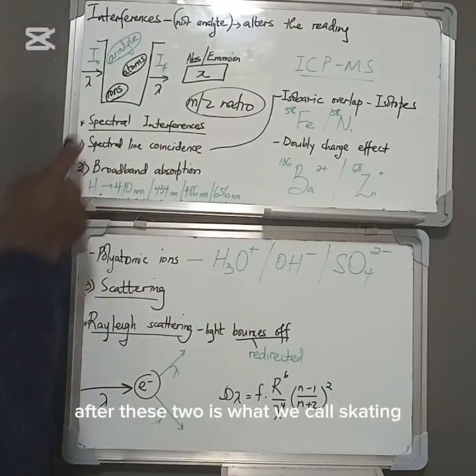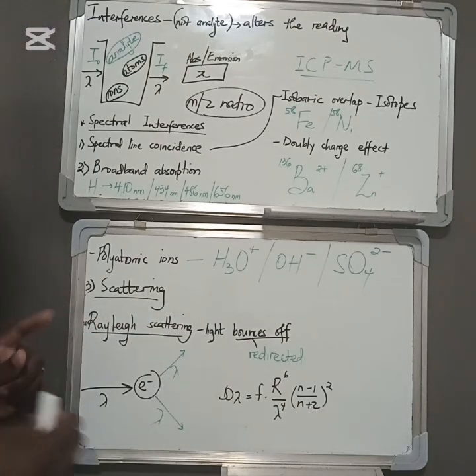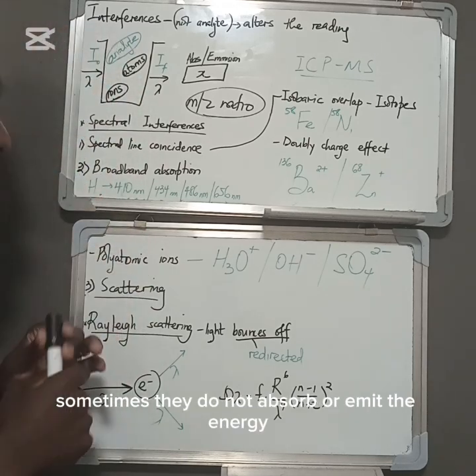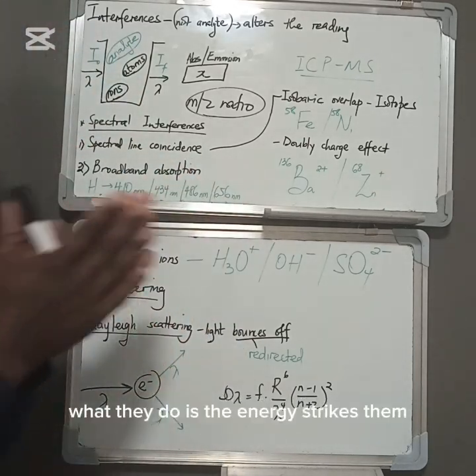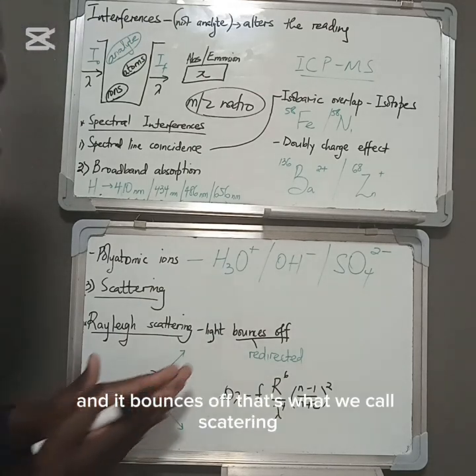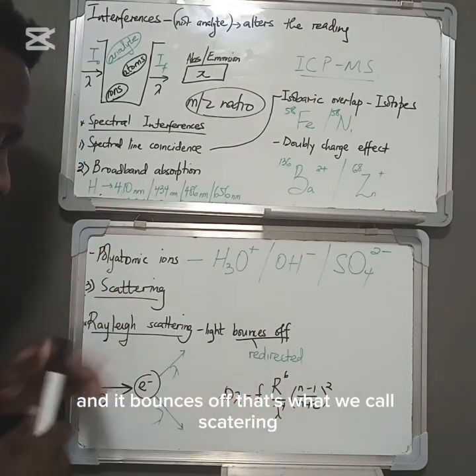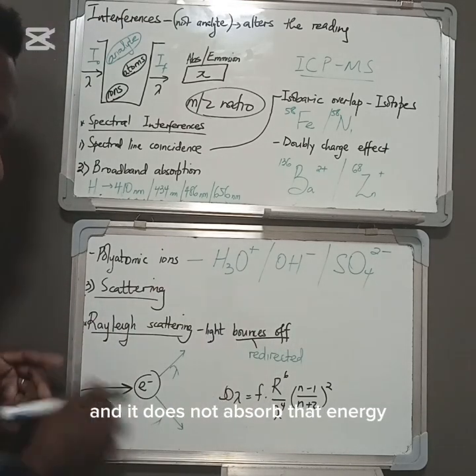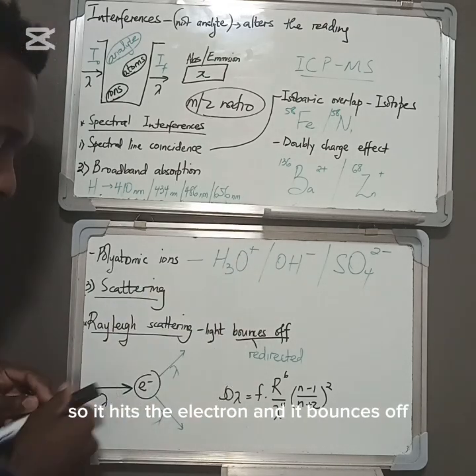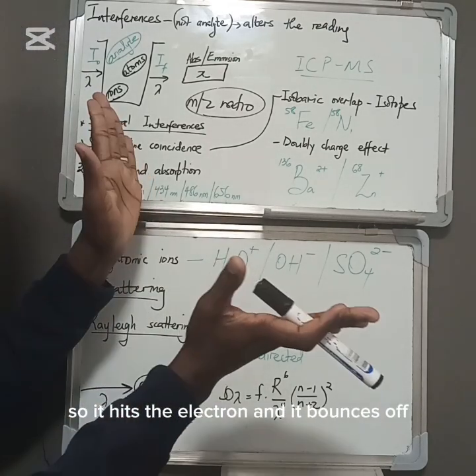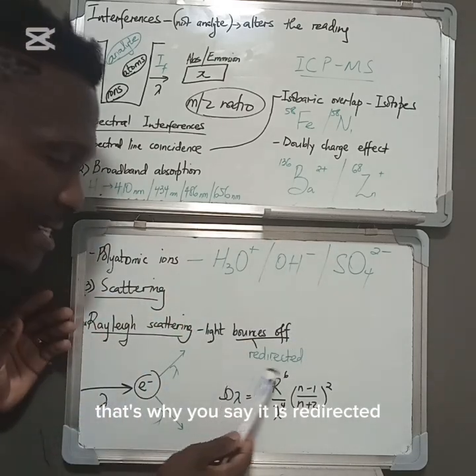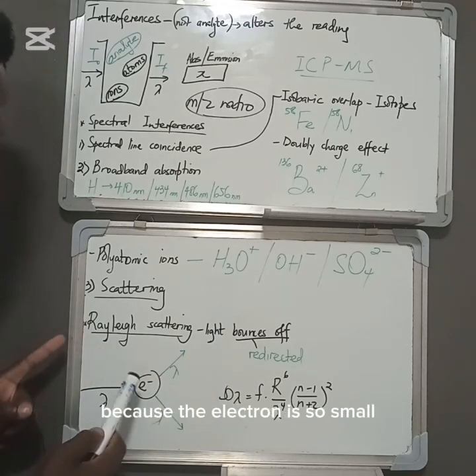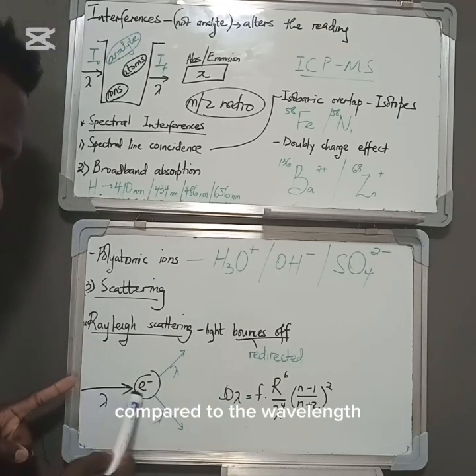Another factor now, after these two, is what we call scattering. These elements or atoms in the sample sometimes do not absorb or emit the energy. What they do is the energy strikes them and it bounces off. That's what we call scattering. You strike the electron or the atom and it does not absorb that energy, rather it bounces off. It changes its direction. That's why we say it is redirected. We call that Rayleigh scattering. Why do we call it Rayleigh scattering? Because the electron is so small compared to the wavelength.